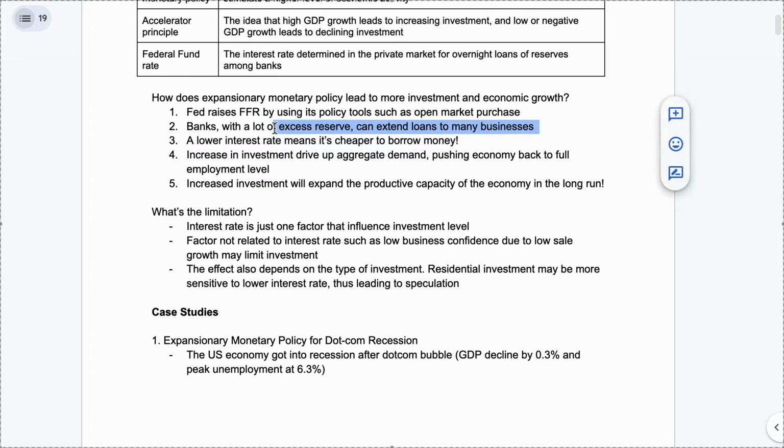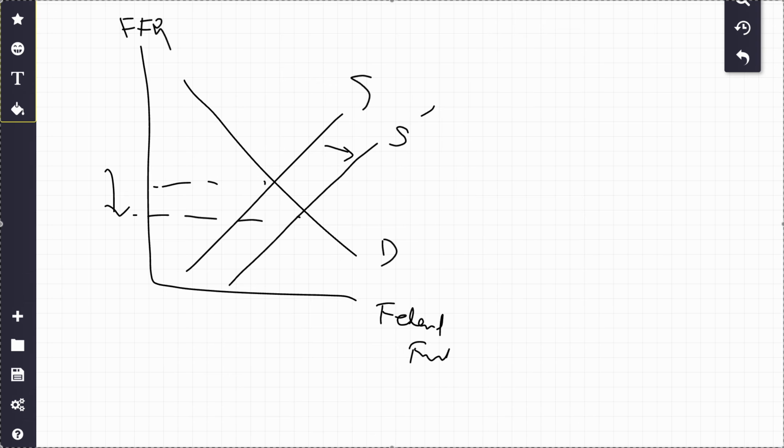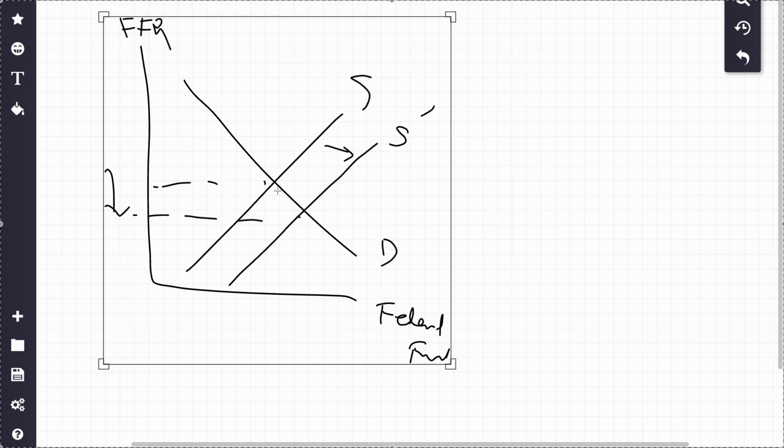So a lower interest rate means it's cheaper to borrow money, and that increases investment, in theory. In theory, because it's cheaper to borrow money, firms can use it to make investment in goods, which are often structures, equipment, or inventories. And that can drive up aggregate demand, pushing the economy back to the full employment level, especially if they're in recession already. So let me draw that very quickly. What is meant by the full employment level of output is the GDP level that utilizes all resources available in the economy without leaving any resources idle.